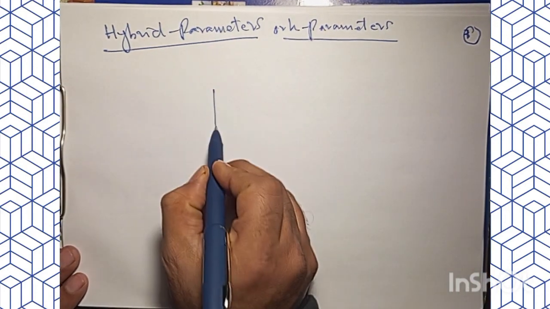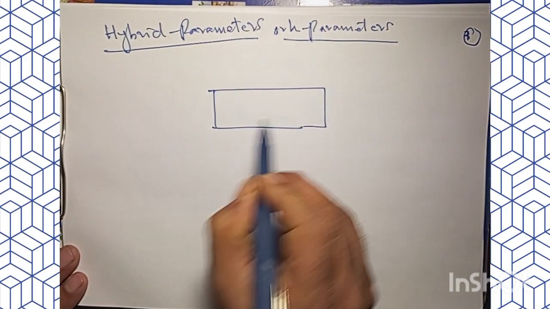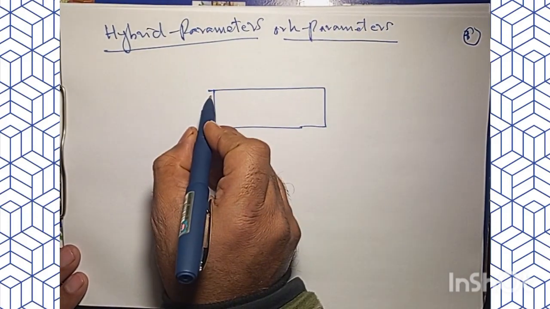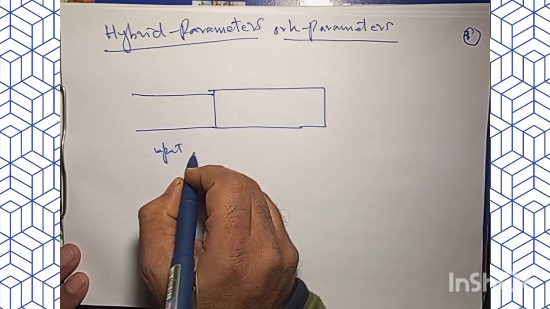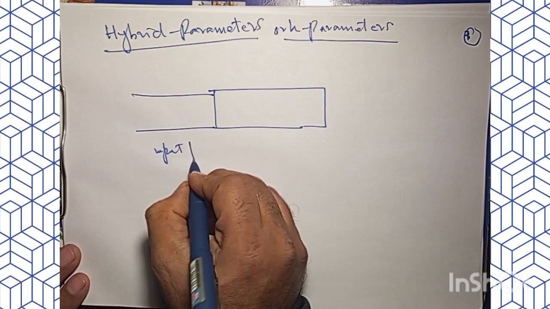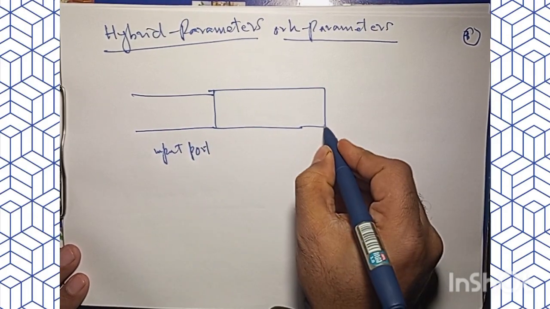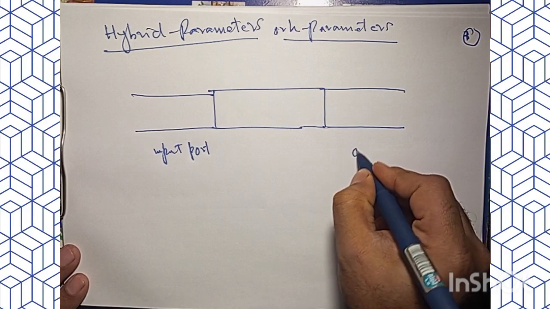So here we are going to have a discussion on hybrid parameters, and as we know, we can draw a transistor in a linear circuit configuration where we have an input port. This is the input port, and this is the output port.